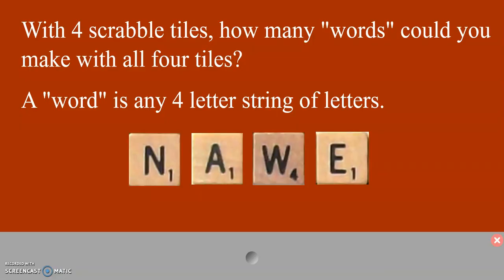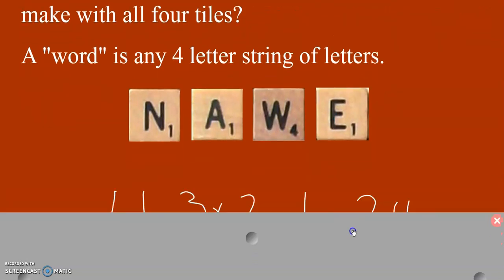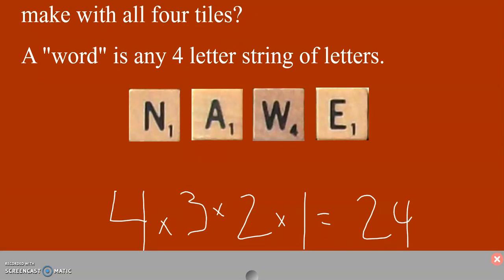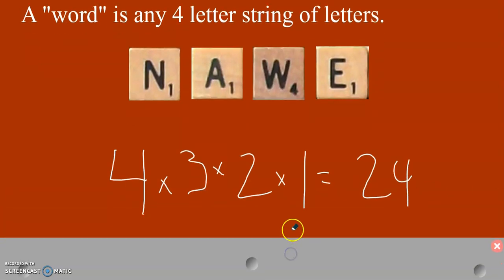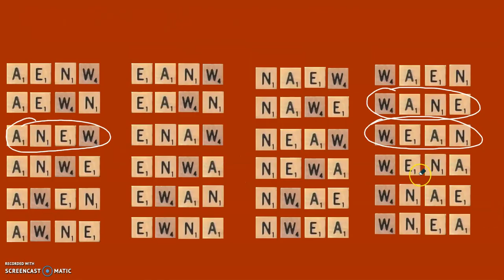All right, now we're going to start looking at some new types of problems today. So let's say I have 4 Scrabble tiles, these 4 right here. I want to know how many words I could make with these 4 tiles. Now I'm going to define a word as any 4-letter string of letters. So these 4 letters in any order will count as a word. So all you need to do is do 4 times 3 times 2 times 1, just like the last example. So there should be 24, and ta-da, here they are. There are all 24 words.